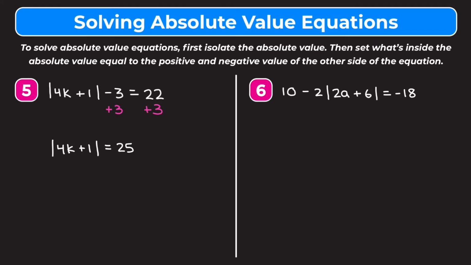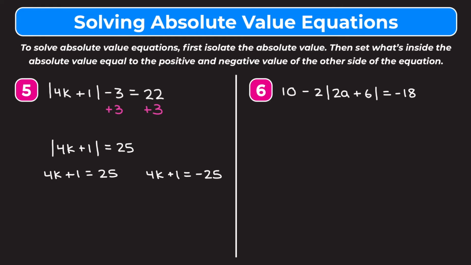And now that we have the absolute value by itself, we can make our two equations. So we take the inside of the absolute value, 4k plus 1, set it equal to positive 25. And we take the inside of the absolute value, 4k plus 1, we set it equal to negative 25.